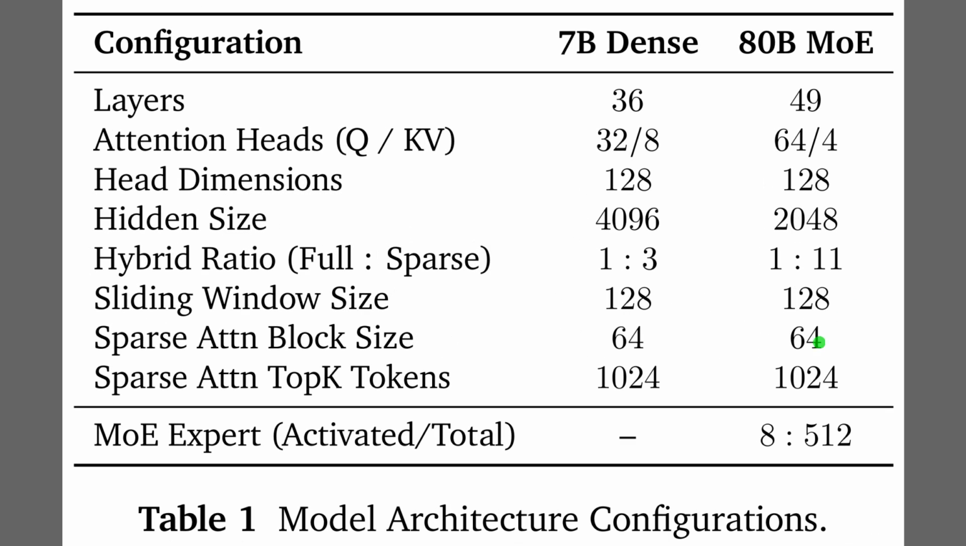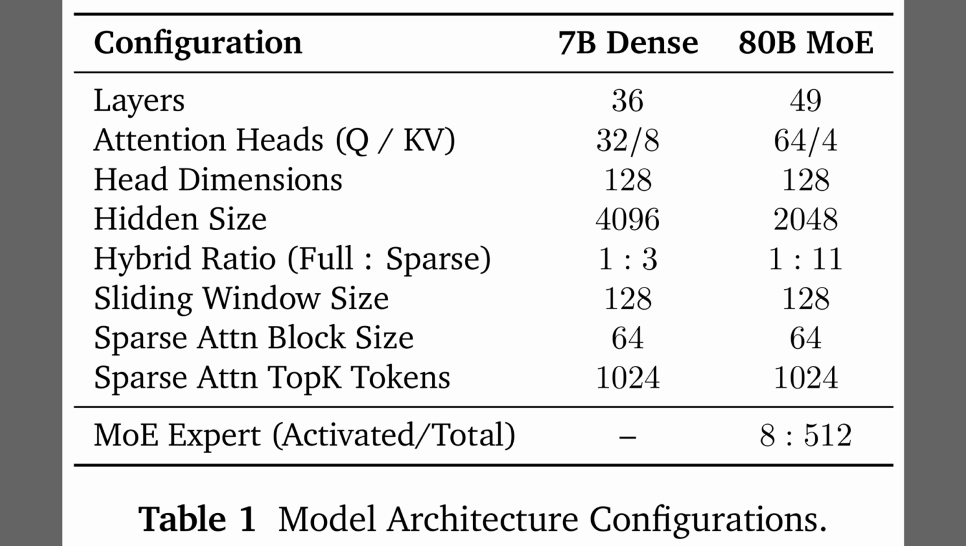Alright, following that architectural overview, Table 1 details the specific model configurations used to validate the approach. The authors experiment with two primary setups, a 7 billion parameter dense model and an 80 billion parameter mixture of experts model. The most critical design choice here is the hybrid ratio, which dictates how frequently full attention layers appear. For the dense model, they use a 1:3 ratio. But for the larger mixture of experts model, they push this to 1:11, which drives the significant memory savings we mentioned. The table also lists the sparse parameters, such as a sliding window size of 128 and a top K of 1024 tokens.